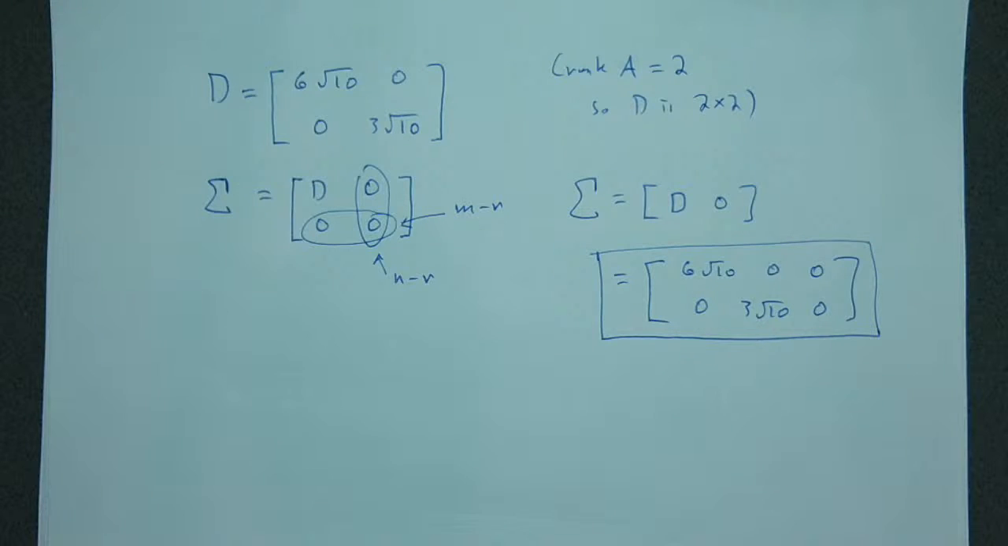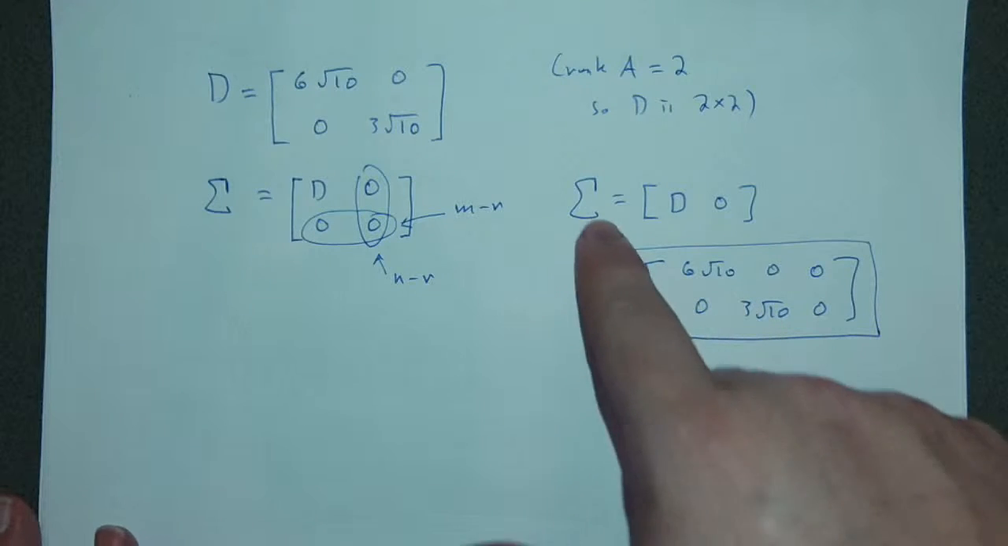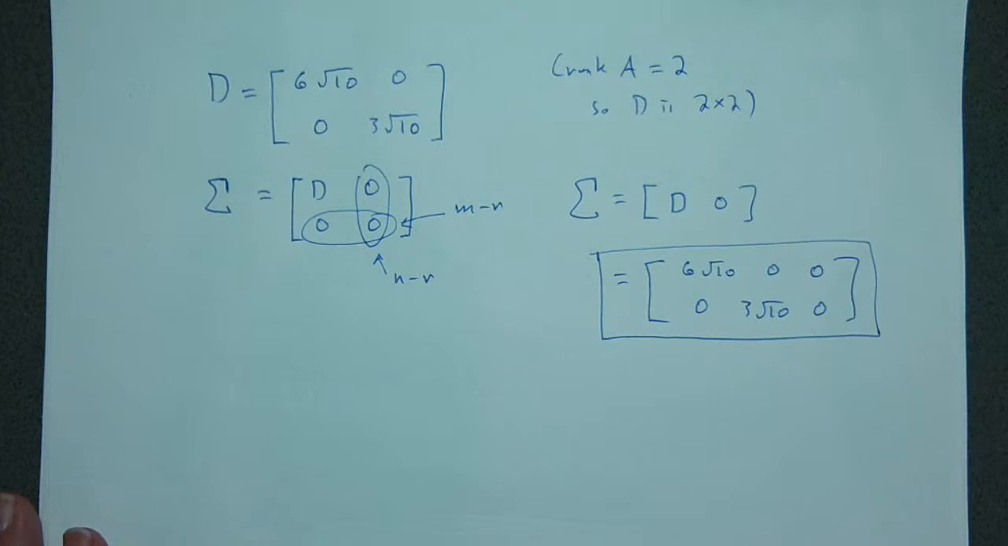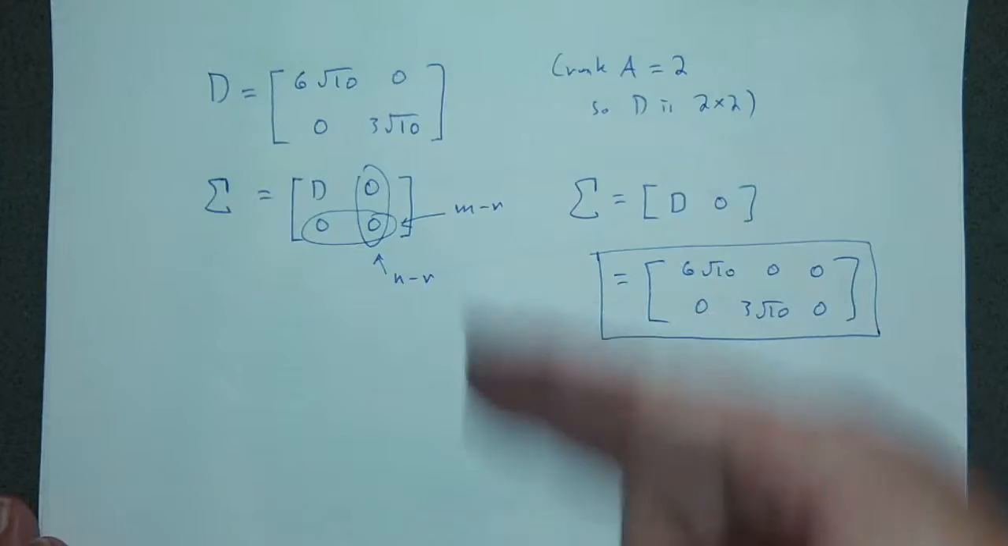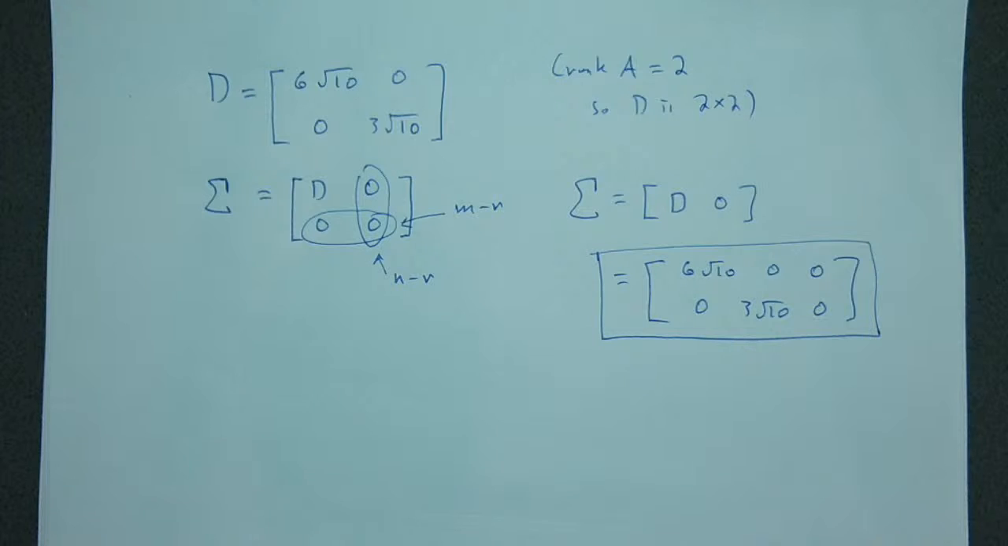Now, why did you know that this had to work out like this? Because you know that sigma is going to have to be the same size as A, because this A has rank 2, so it forces this D to be 2 by 2. Sigma is not going to be bigger than A. And the way that this has to work, it has to have 3 columns so that it can multiply on the right by V transpose, right? So this nails down how big sigma has to be.